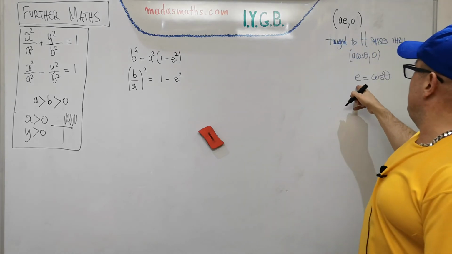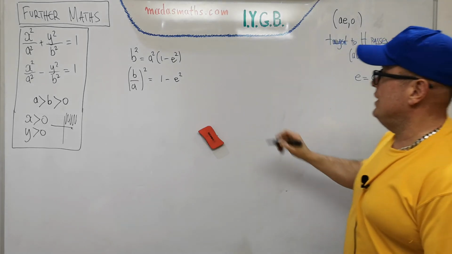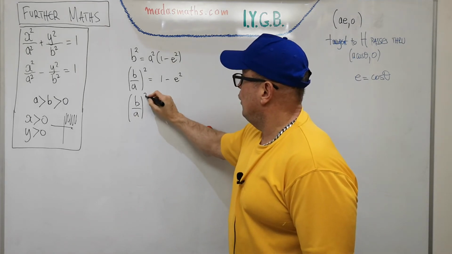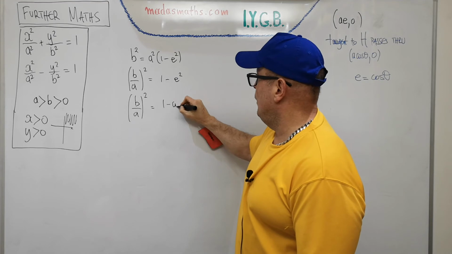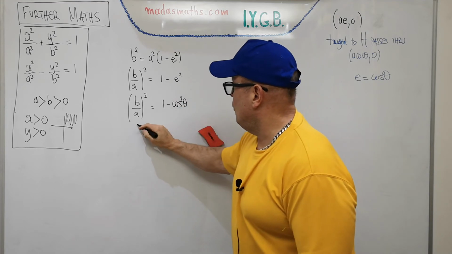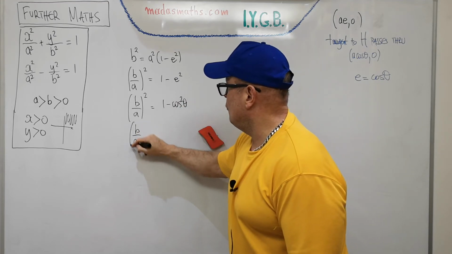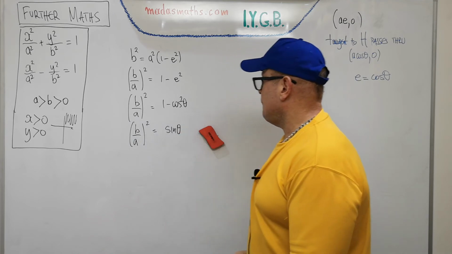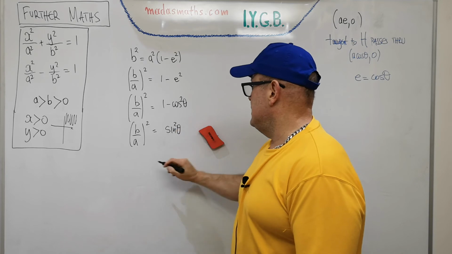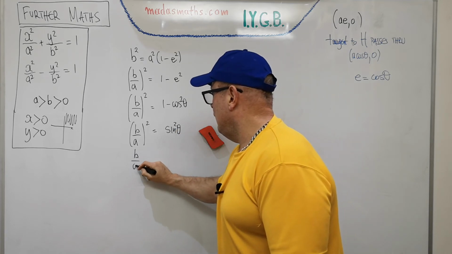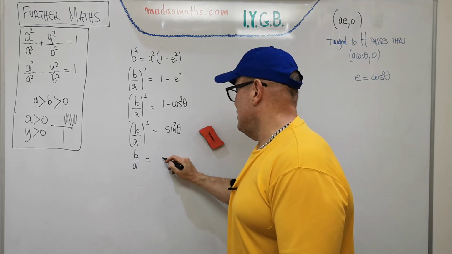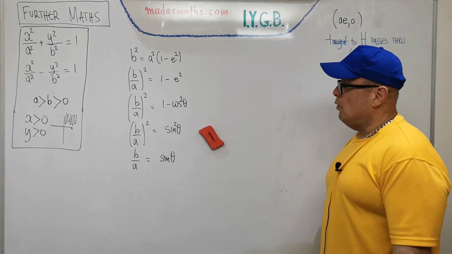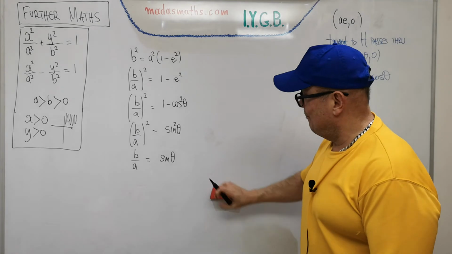So of course my e is the cos of theta. So (b over a) all squared is 1 minus cos squared theta, which of course is equal to sine squared theta, and therefore b over a is going to be positive sine theta, because a and b are both positive numbers.